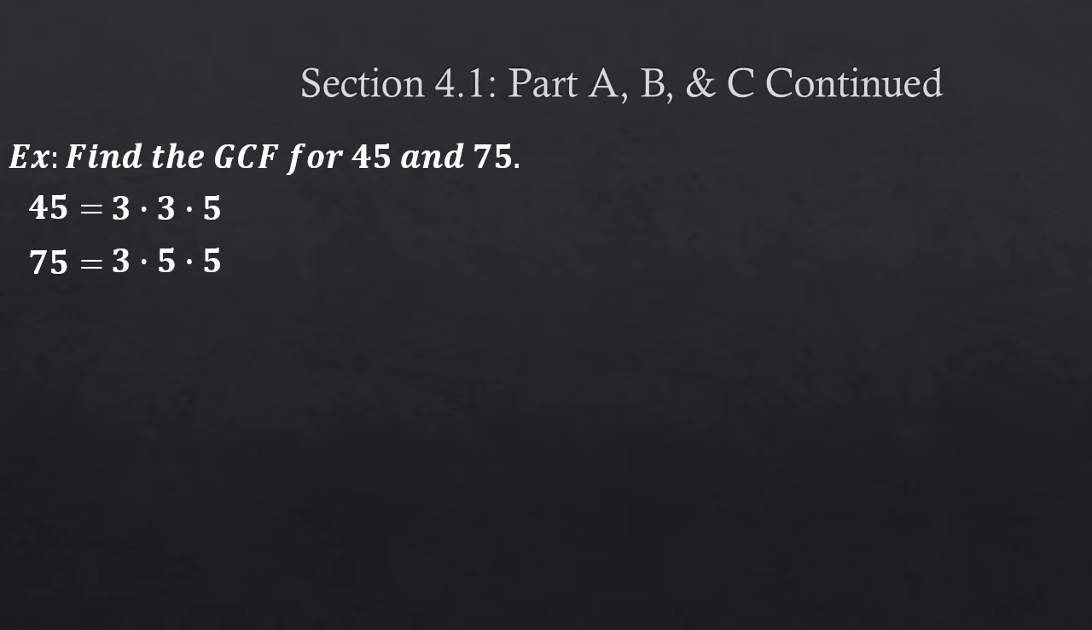Now, after you've done that, you go back and determine what they share in common at the same time, and you basically are going to circle that off. As you can see here, they both share a 3 and they both share a 5. So that means I can factor a 3 and a 5 from both of them. If I multiply those two together, that gives me 15. So basically the GCF for the numbers 45 and 75 is 15, because 15 is the greatest number that divides into both of them evenly.